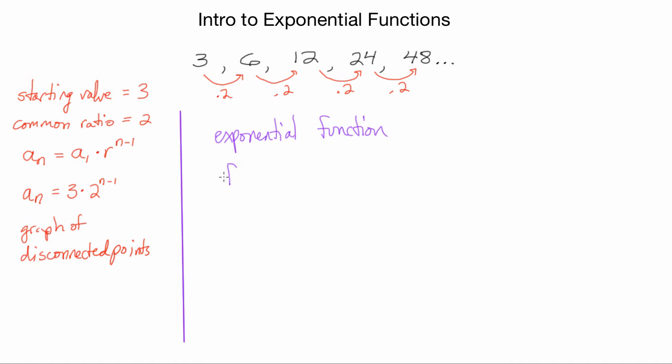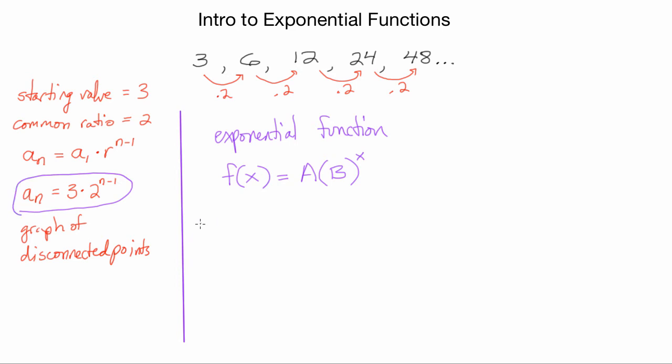f of x equals a times b, we use the parentheses, so a times b to the x power. All right, so what does this mean? It looks sort of similar to the formula we have over here, right, for geometric sequences. But let's break the things down here.